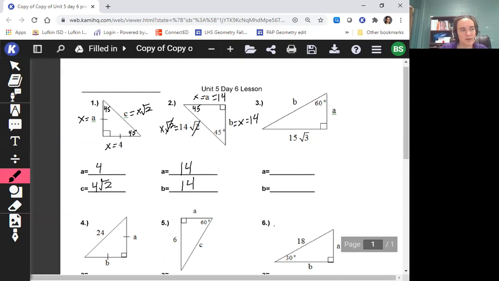Our next one, we have a 30, 60, 90 triangle. Remember, our short side is L. Our middle length side is L times the square root of 3. And our hypotenuse is 2 times L. So on this one, we have our middle length side, 15 square root of 3 equals L square root of 3. Again, we can divide by the square root of 3. They cancel each other out. So that leaves us with L equaling 15. That means that A equals 15. And then our hypotenuse, 2 times 15 equals 30. And that is B.